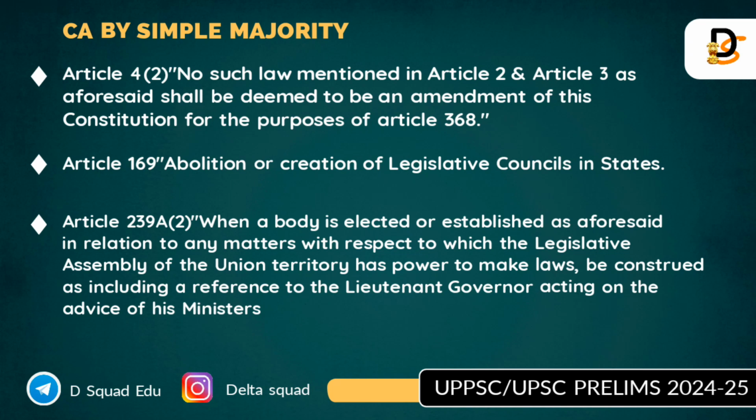Article 169 deals with abolition or creation of the legislative council in the state. It can also be amended by a simple majority. Article 239A Clause 2: when a body is elected or established as aforesaid in relation to any matter with respect to which the Legislative Assembly of the Union Territory has power to make laws, being construed as including a reference to the Lieutenant Governor acting on the advice of the ministers.